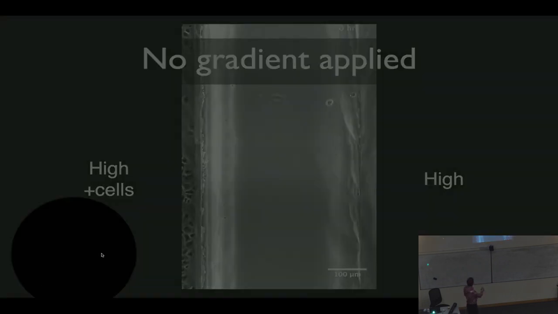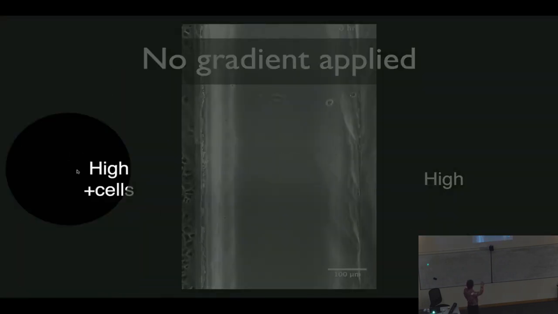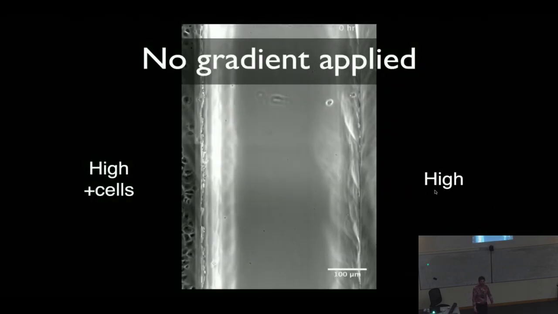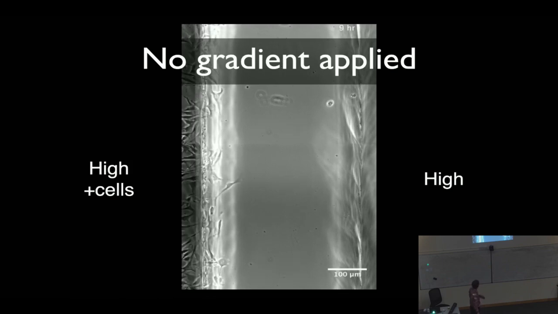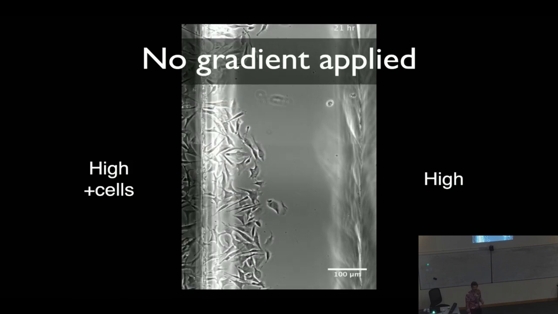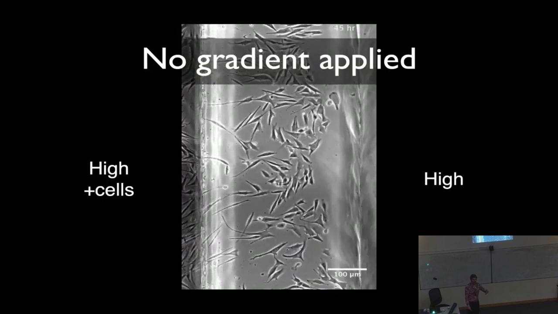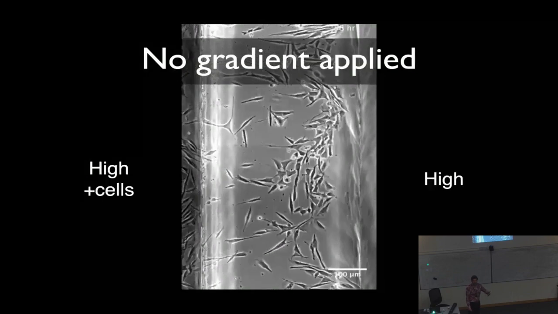So here's the control that should not have worked. We have high serum here, and we have high serum there. There is no gradient. If there's no gradient, the cells should not chemotax. But what do the cells go and do? They move exactly the same as when we imposed a gradient on them.